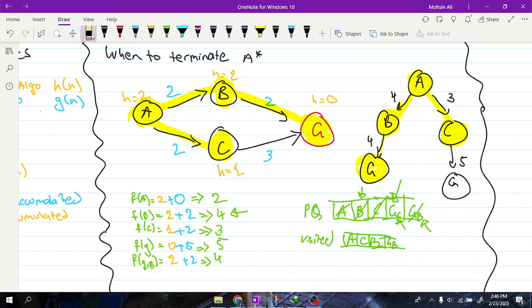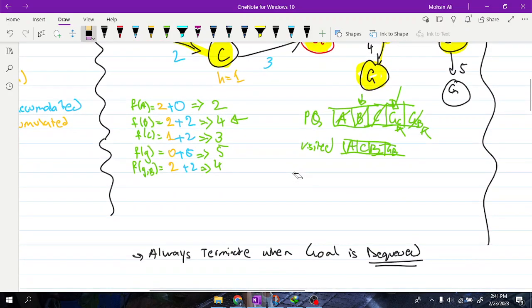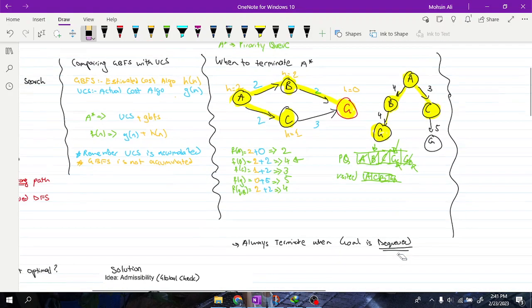we're always going to stop A star whenever we dequeue from the priority queue, because what that ensures is that we are always choosing the minimum path, and we're also looking out for different paths which might have a smaller value of f, which we might have not considered while we were doing A star search. Okay, so you're going to terminate A star whenever your goal is going to be dequeued. Okay, so I've also written that over there.